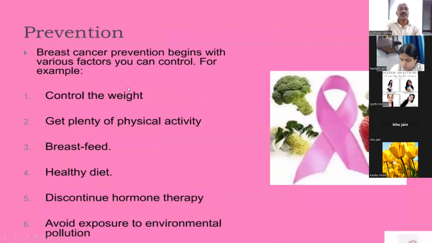So prevention of breast carcinoma is by control of weight, and exercise, at least half an hour for 5 days in a week, that physical activity will do. So breastfeeding, early breastfeeding for 1.5 to 2 years, is a protective factor against breast carcinoma. A healthy diet. We'll see what is a healthy diet.